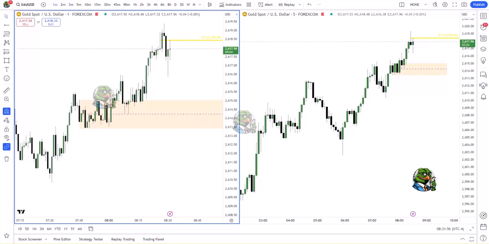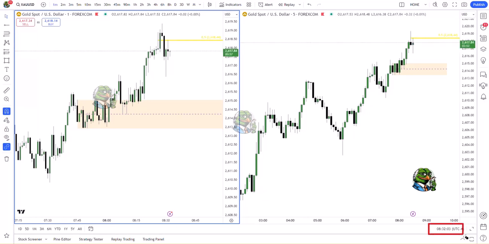Live trade case study here for you folks. I've taken a short, and the time here is 8:30. So it's basically 30 minutes into the second hour, given that the New York session starts at 7 a.m. I've got two charts here. On the left-hand side, I've got the 1 minute, and on the right-hand side, I've got the 5 minute.